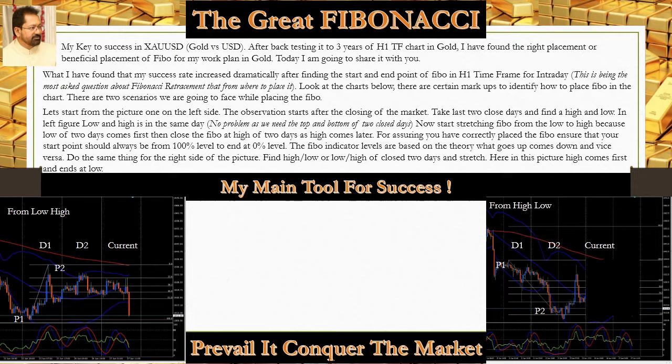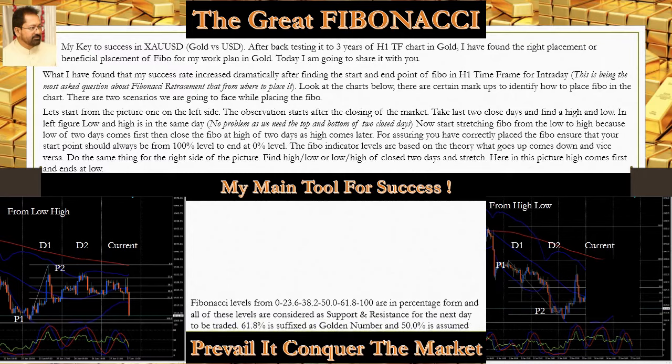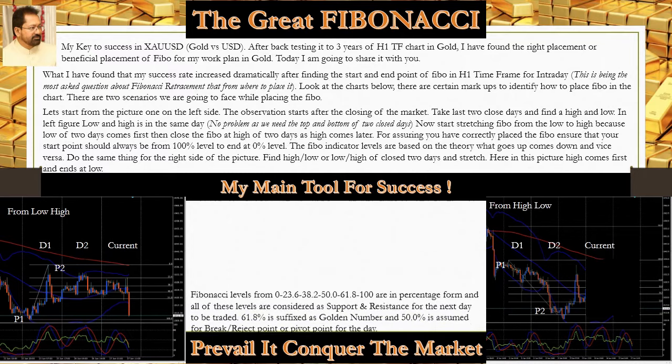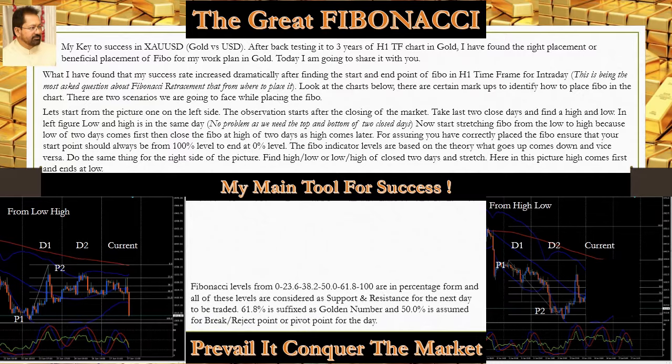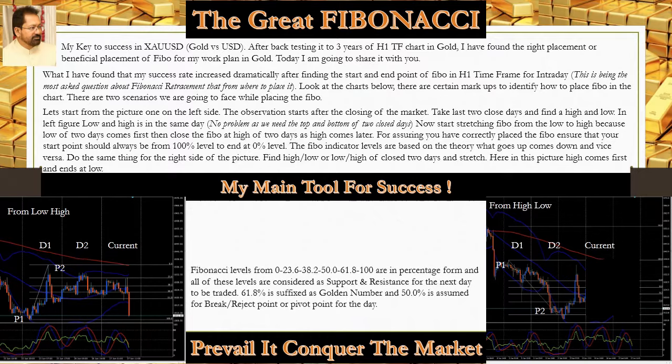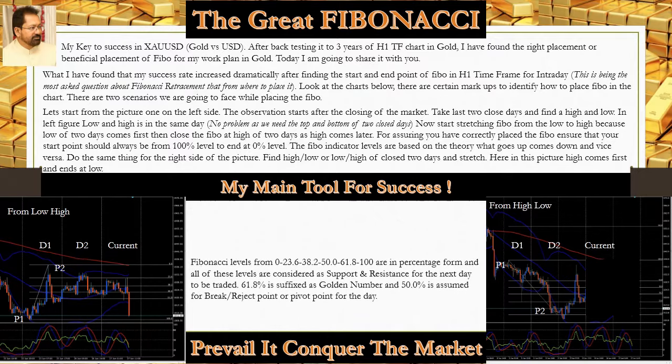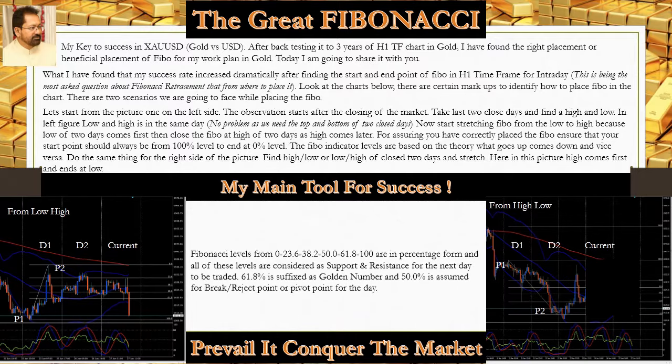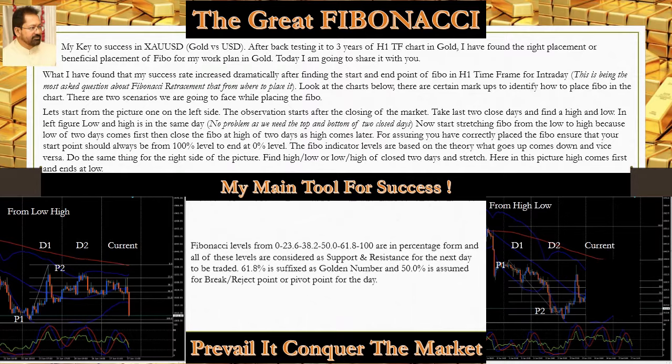To ensure you have correctly placed the Fibo, your start point should always be from the 100% level and end at the 0% level. The Fibo indicator levels are based on the theory of what goes up comes down, and vice versa. Do the same thing for the right side of the picture. Find the high-low or low-high of the close 2 days and stretch. Here in this picture, high comes first and ends at low.